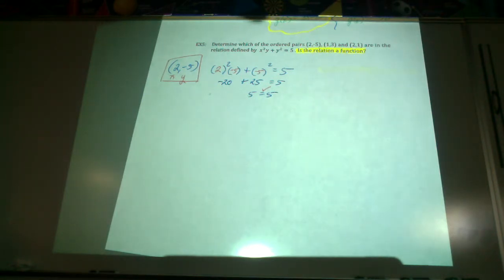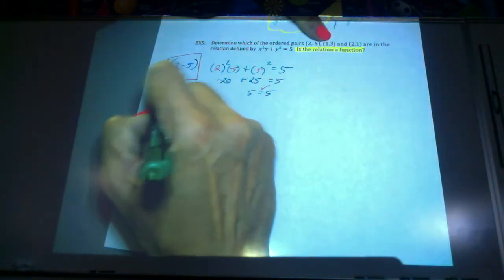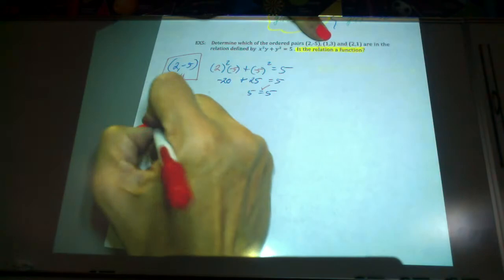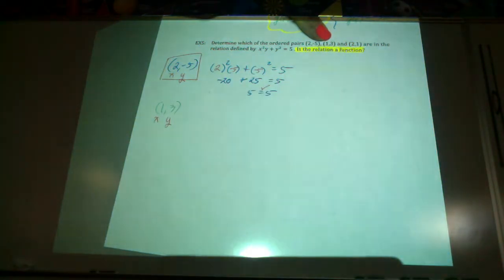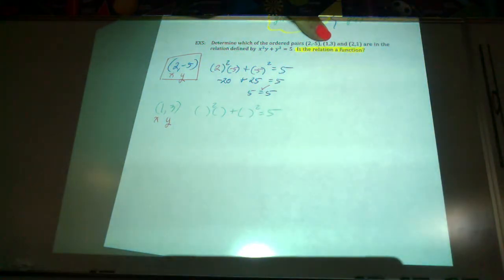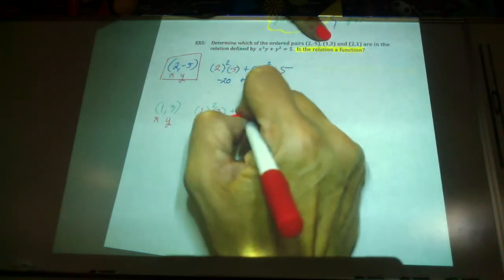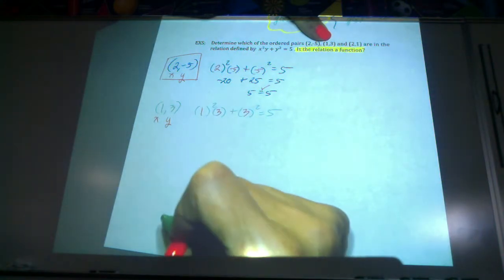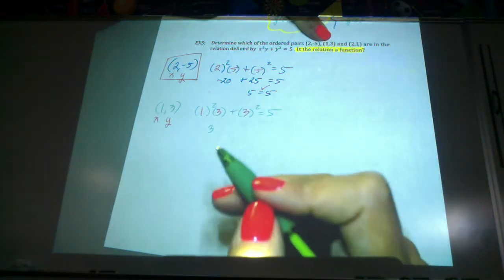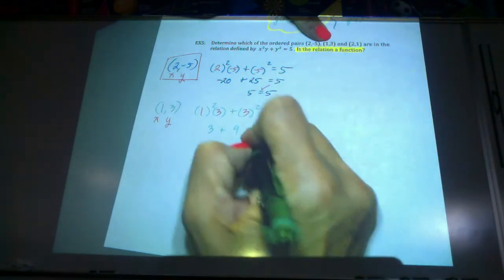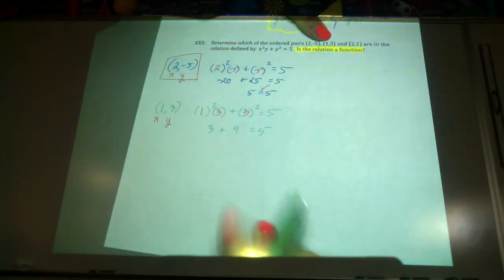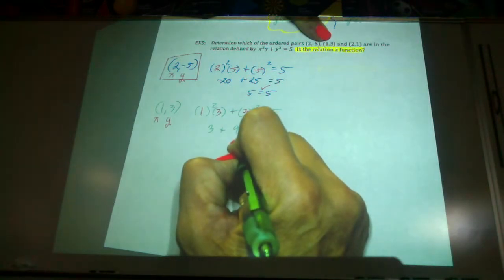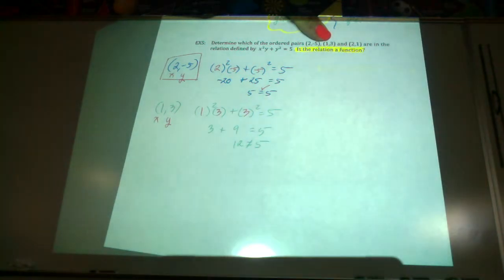So now let's try the second one. So (1, 3), where my x value is 1 and my y value is 3. So we're putting in 1 for x and 3 for y. Follow your order of operations. 1 squared is 1 times 3 is 3. So you shouldn't get a 9 there. But you should get a 9 here. It's 5. Don't stop. Keep going. What equals what? 12 does not equal 5. So that is not an ordered pair in the relation.